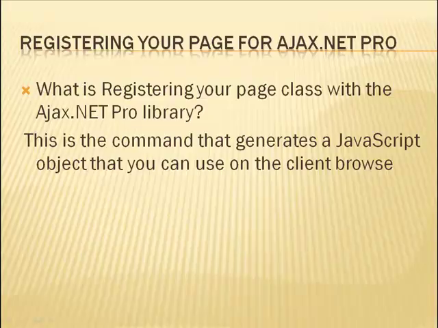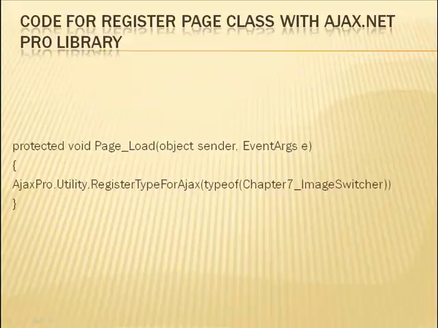This single line of code needs to be executed somewhere in the page lifecycle, but is generally inserted into the page load method. This is the code to register the page class with the Ajax.NET Pro library. This code must be added into the page load method of the .cs file in the web page. Can you remember, we added server-side code below the page load method. Here, the registering page method is added into the page load method. This is the difference between these.